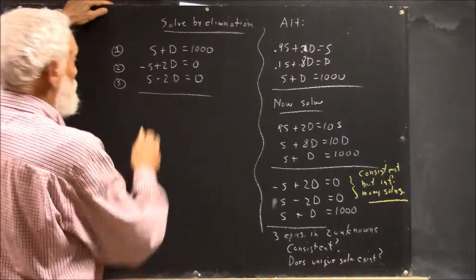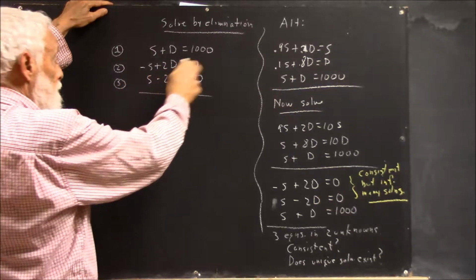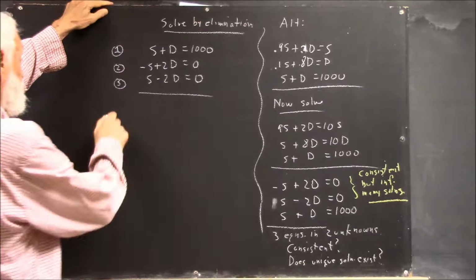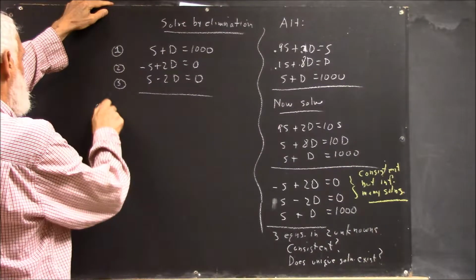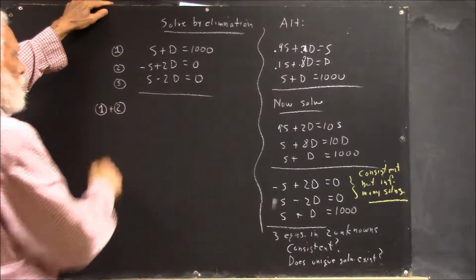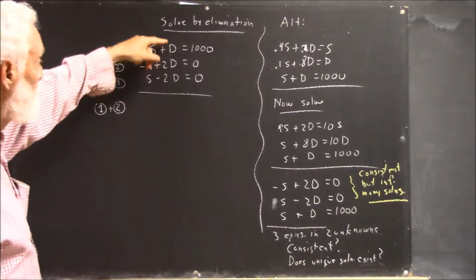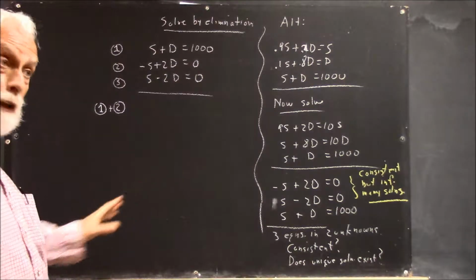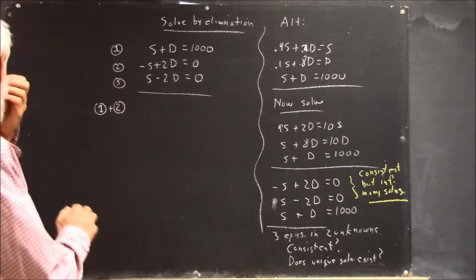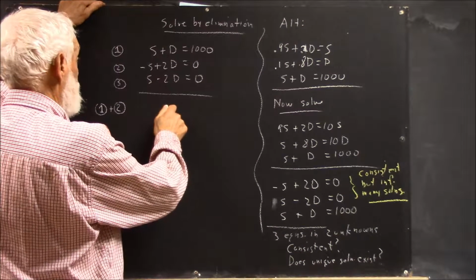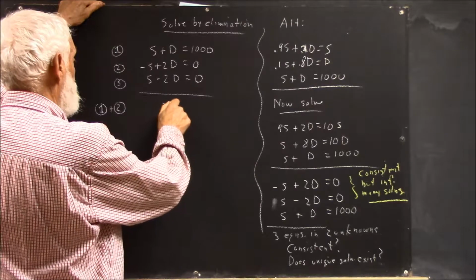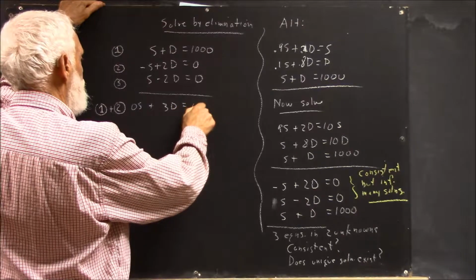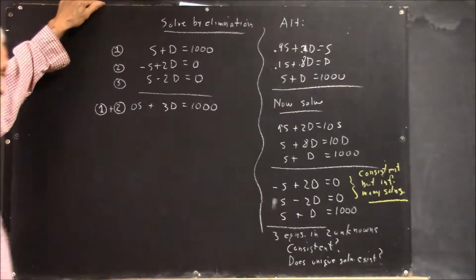So if I add the first equation to the second, I eliminate s, right? The first equation plus the second gives me 3d equals 1,000, doesn't it? And I'm not writing out the details of that, and I'll go back and review what I did before if you're not sure what I'm doing here. But this tells me that 0s plus 3d equals 1,000.